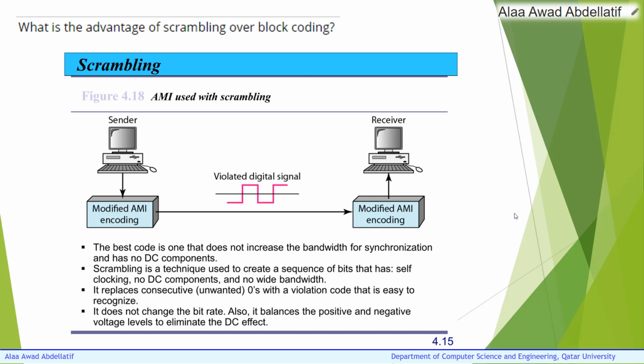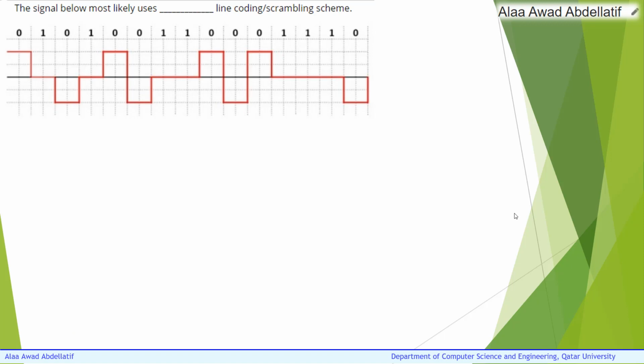Scrambling and block coding should be very easy, and their concepts are very easy. It's a pity to lose credits in questions on scrambling and block coding. Okay? Scrambling over block coding has less overhead. Signal blue most likely uses scrambling scheme.